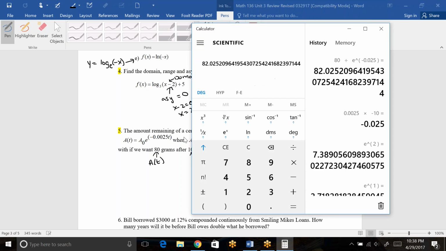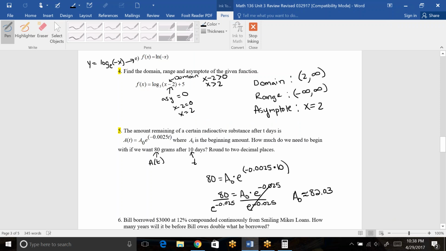And that had nothing to do with the 5 being there. If that had been a 4, I still would have rounded up to make sure I had enough substance. So anytime you're looking for initial value, follow your rounding rules, of course, but make sure you always round up so that you don't have too little of that substance. Is everybody okay with number 5? I know, Ali, I think that was your question.